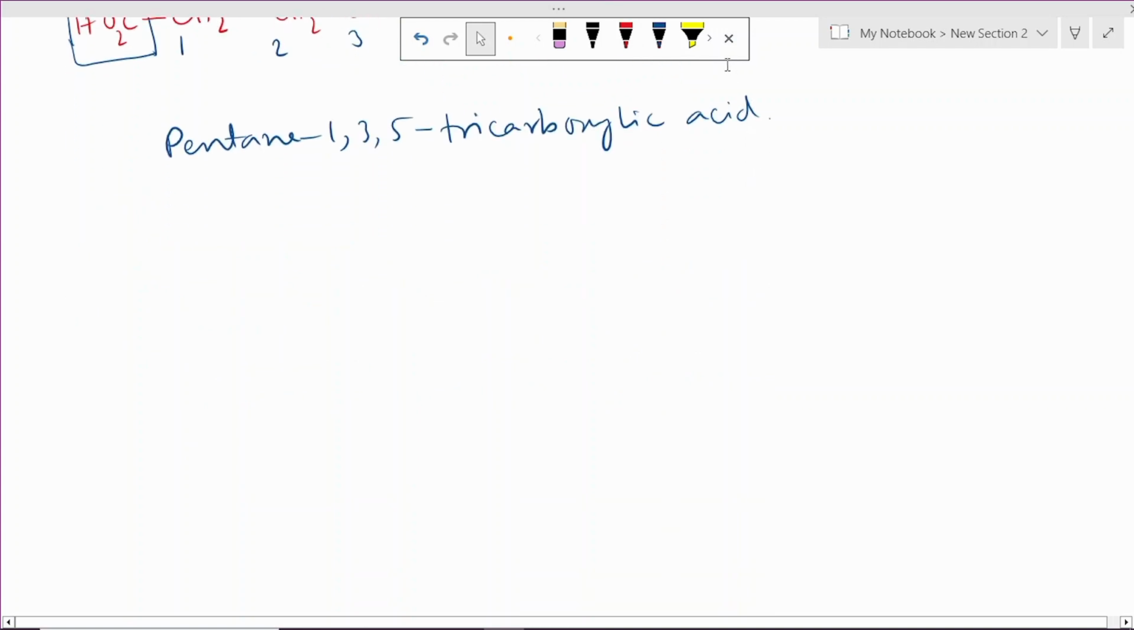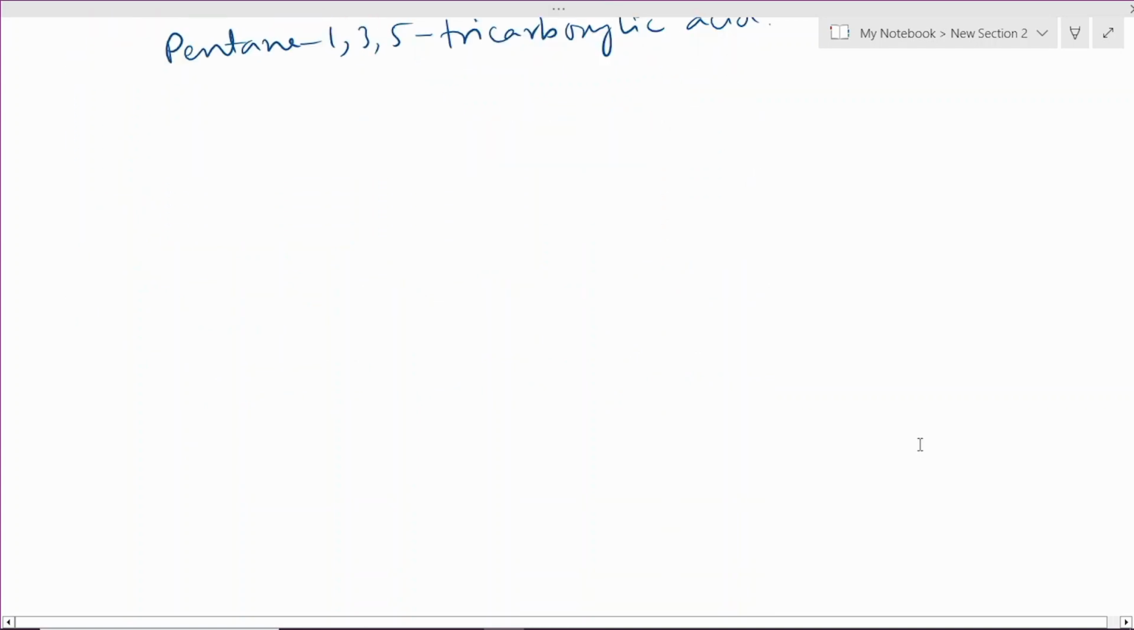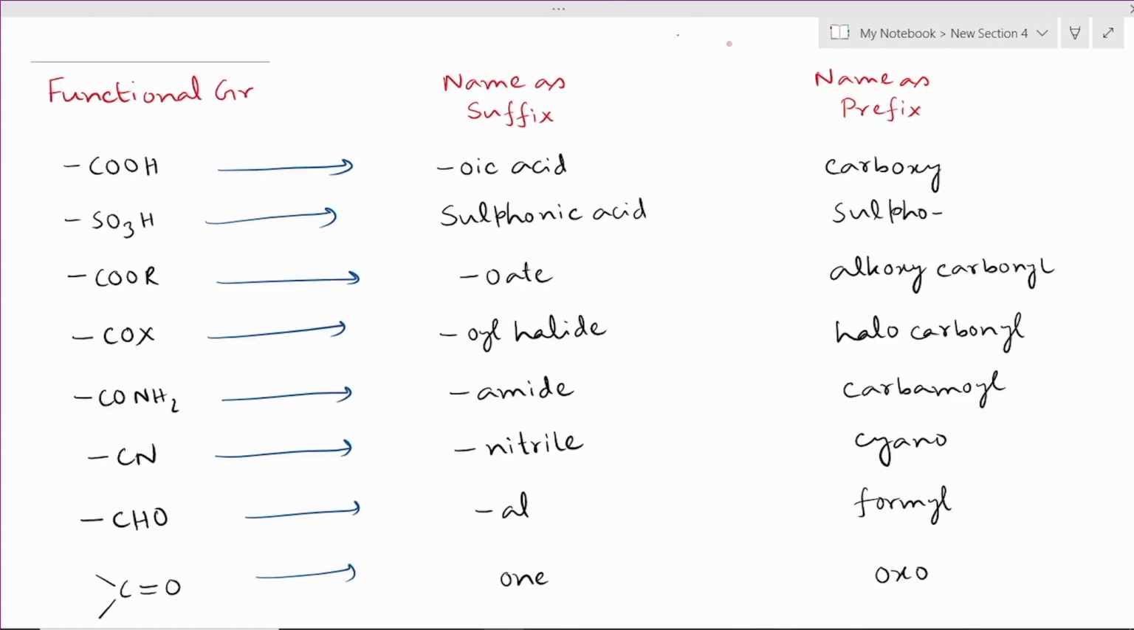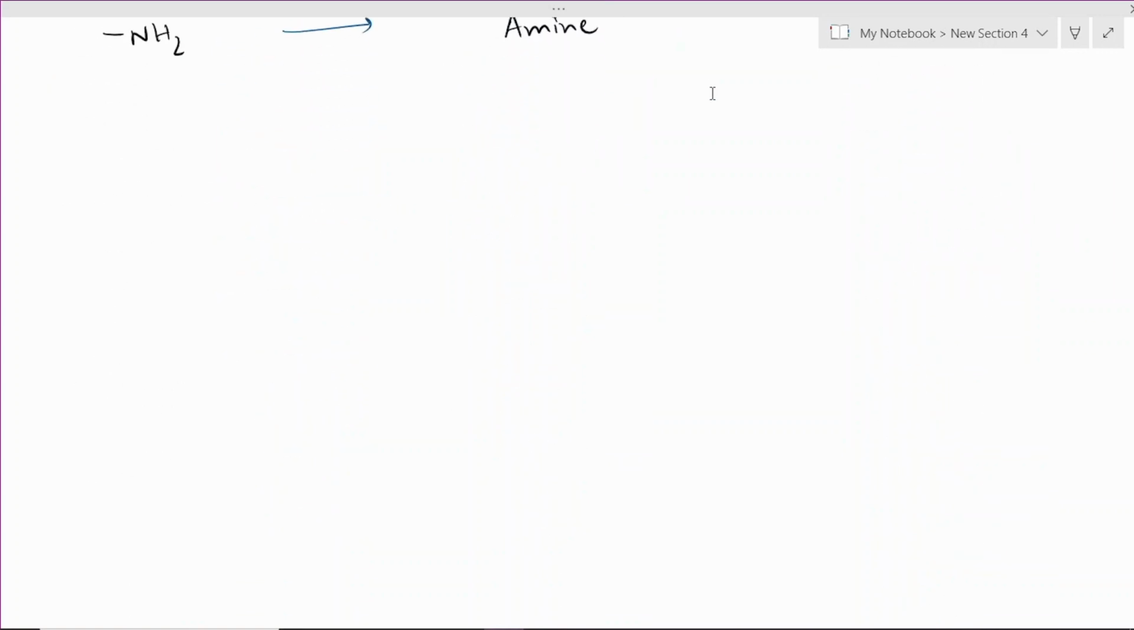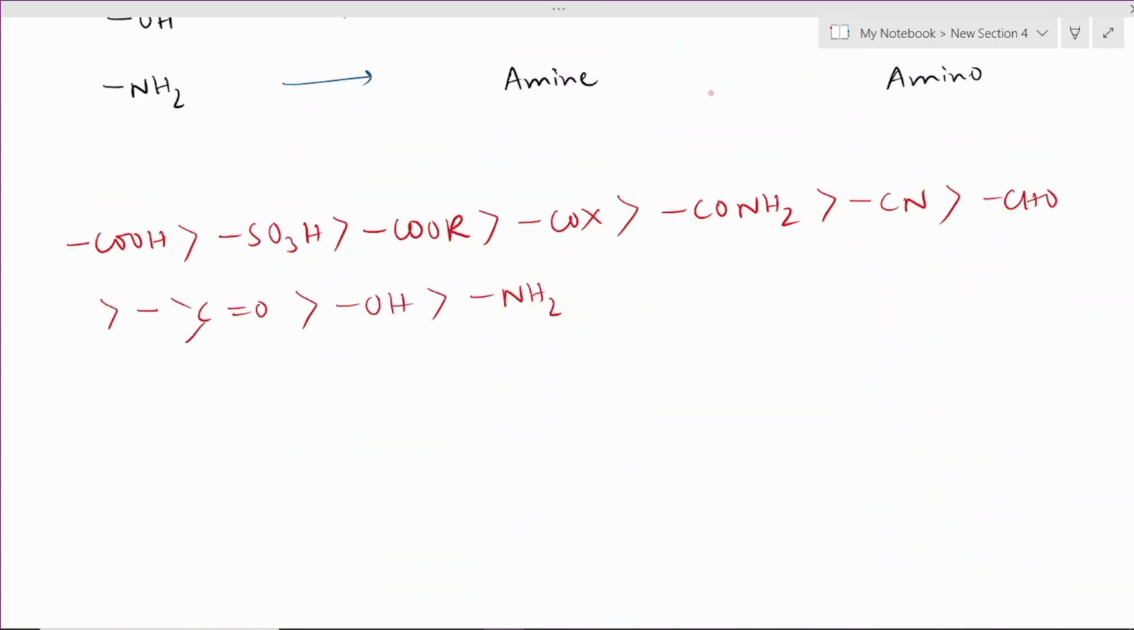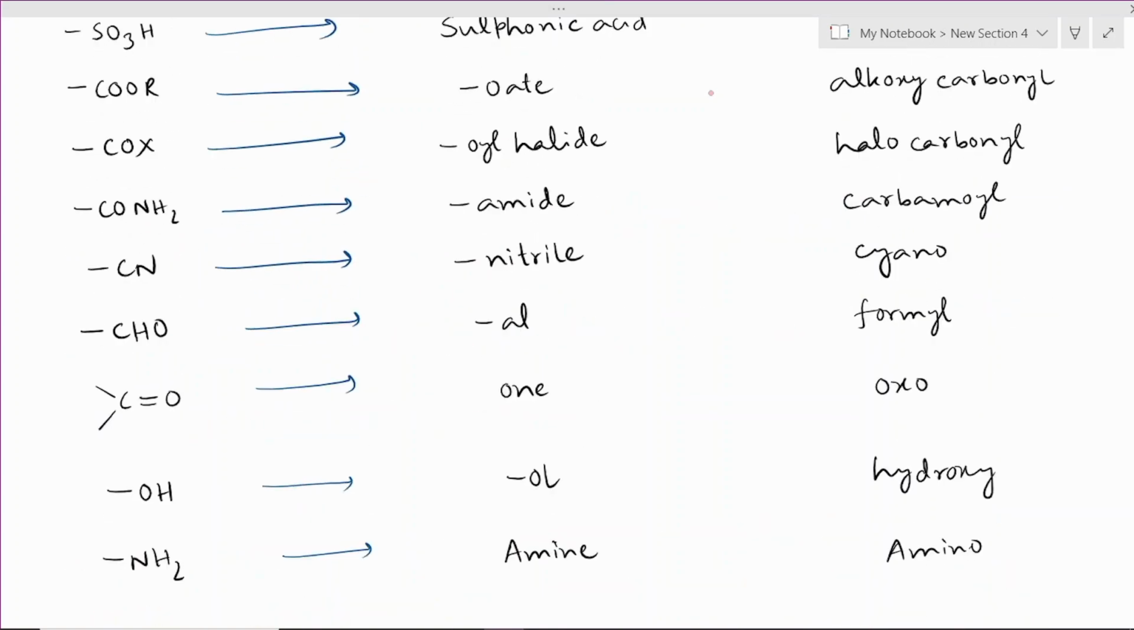Now we will discuss compounds containing two different functional groups. When two different functional groups are present, then one group is represented as a suffix and the other group is represented as a prefix. And the priority order, we will understand by an example. Firstly, look very carefully at this list.